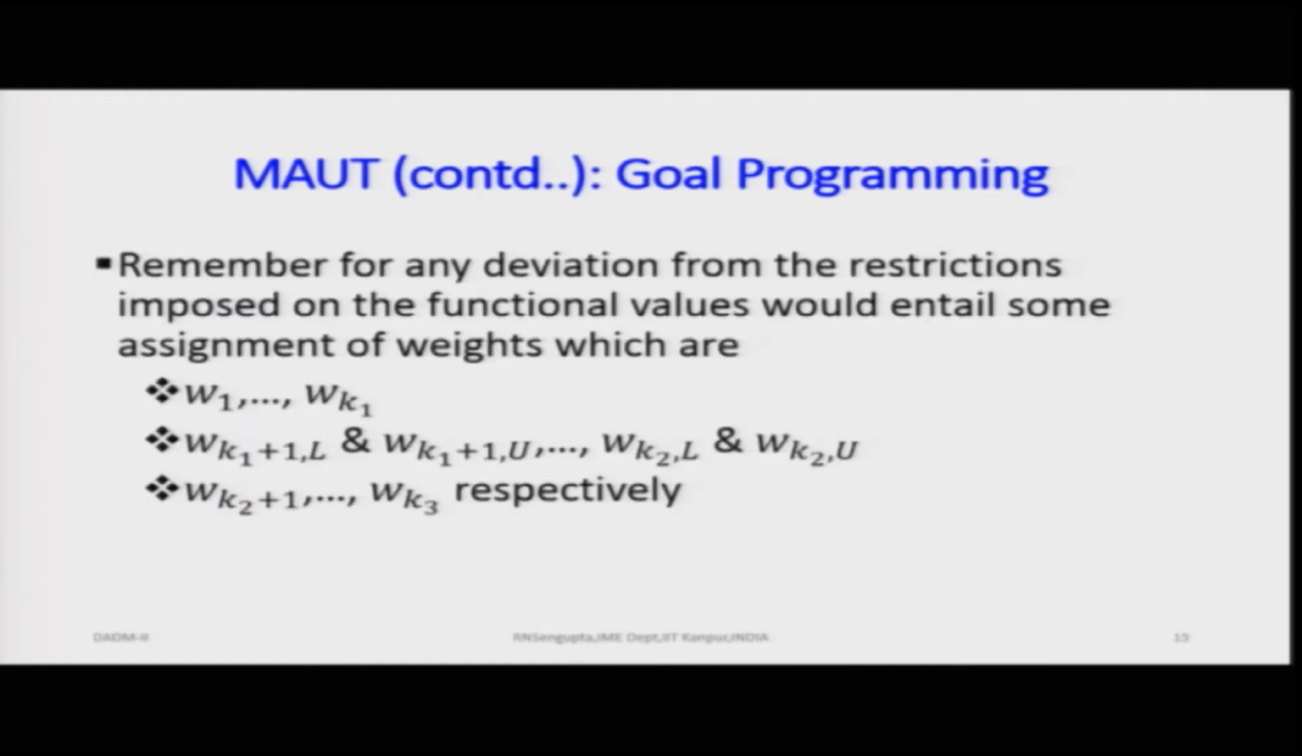So, remember, for any deviation from the restrictions imposed, there would be some functional weightages. If you remember the weightages which I had given, or I would not say given, but generally the problem formulation has been done in such a way. So, the weightages for the first set would be W 1 to W k 1. So, these are greater than type.